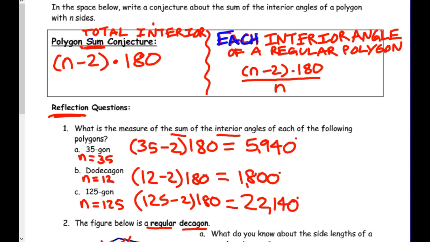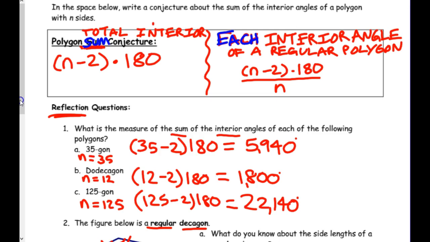If you see the word sum, then you're going to use this formula. Okay? Do you see the difference? Sum is all of it together. Each is just one. Okay? So sum versus each. The big difference is dividing by the number of sides.